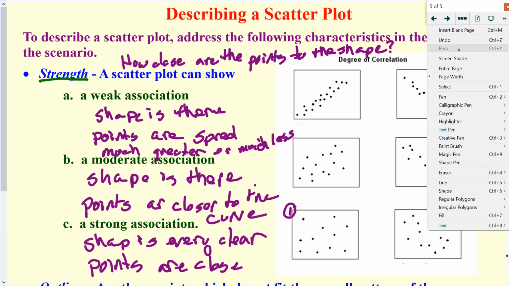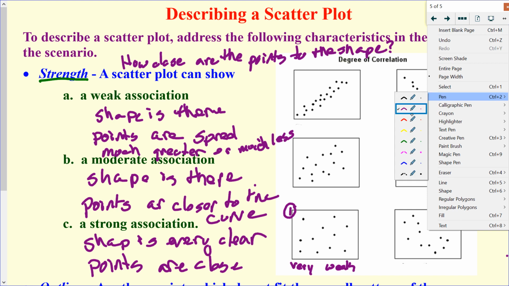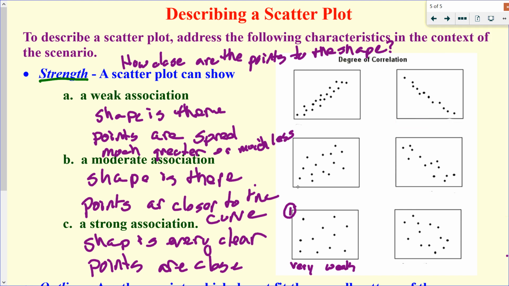If we start to get stronger, I mean, this is very weak. Maybe not even there. Very weak. But as we start to look at stronger, we start to see this one's a little bit better of a line. Even this one's better of a line. Okay, I still think those are weak. Those points are still spread out, but they are still weak. And weak and moderate, it could be a judgment call.